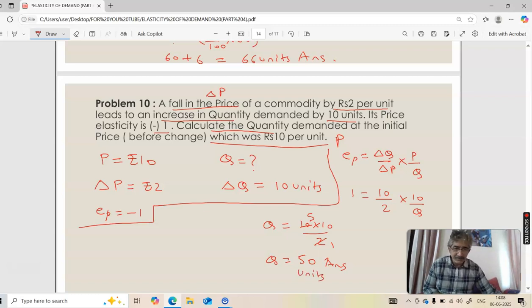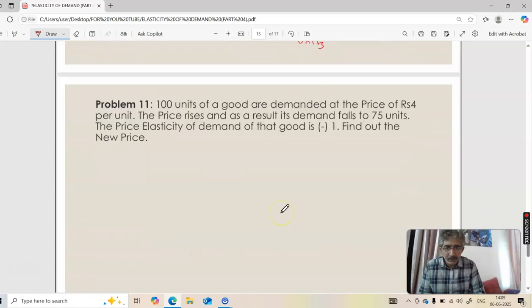I hope this is clear. Take a screenshot of this or pause and later solve it on your own. Without wasting time, let us proceed with the next problem.